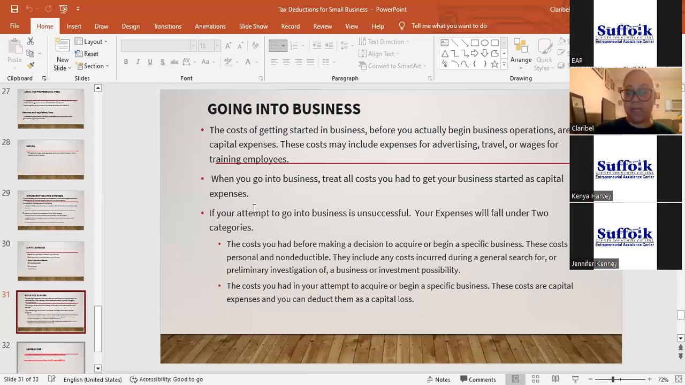If you attempt to start a business and you're unsuccessful, it falls under two categories. The first one is the cost you had before making a decision to acquire or begin a business. These costs are personal and non-deductible. They include any costs incurred during a general search for or preliminary investigation of a business or investment property possibility. But any cost you had in your attempt to acquire or begin a specific business, these costs are capital expenses and you can deduct them as a capital loss.